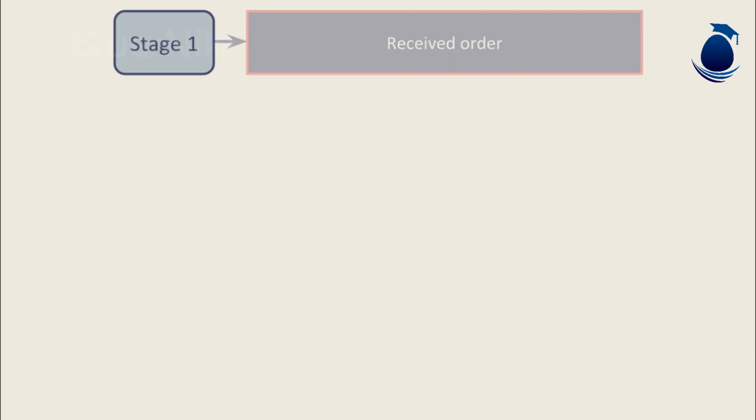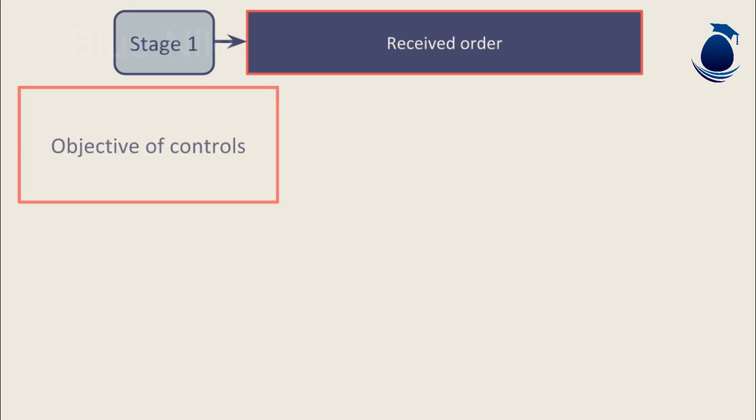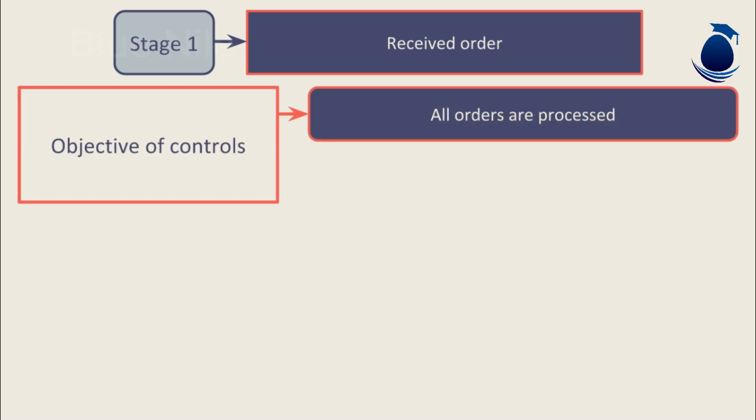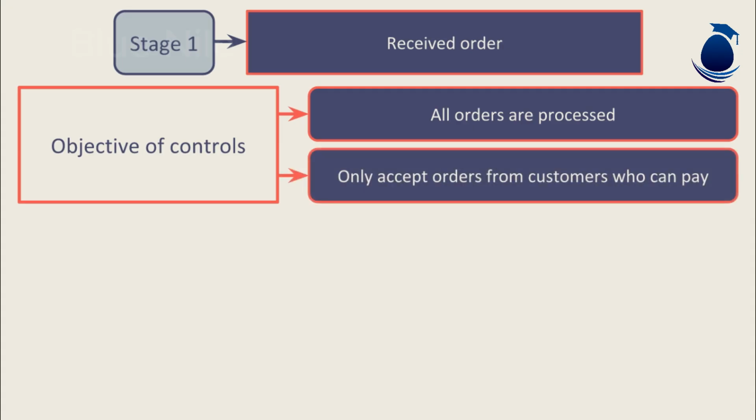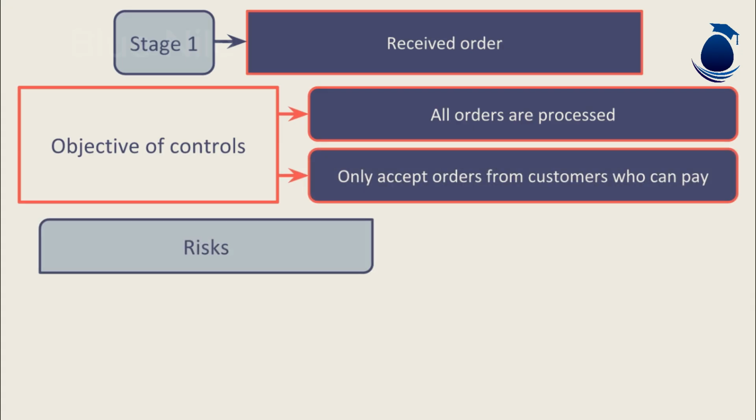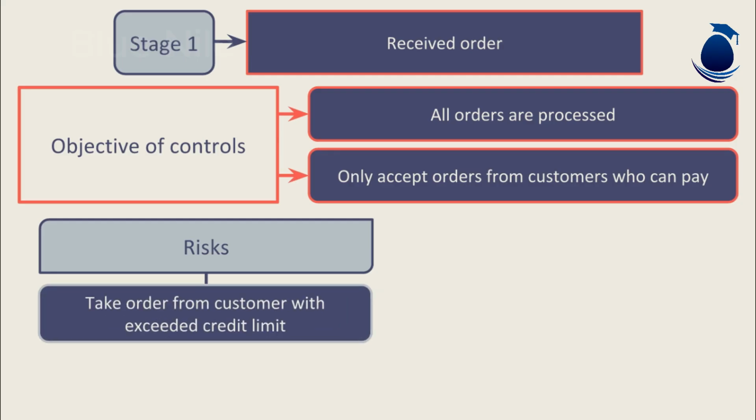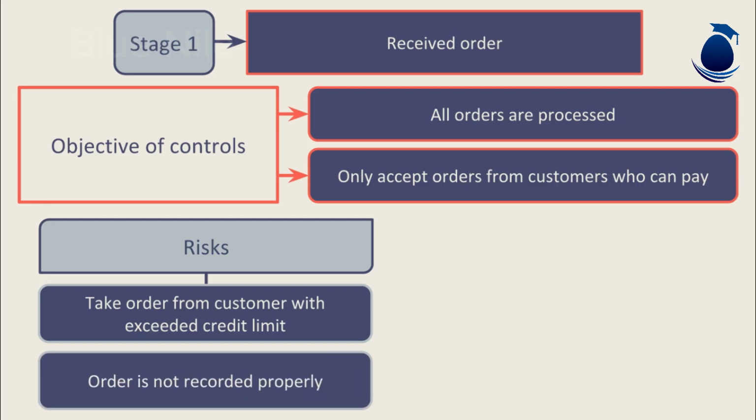Stage 1, when the order is received, is usually in the sales department. It could be taken over the phone, via a website, or by email. A sales order should be produced for each order received. The objective of controls at this stage is that all orders are processed, and customer orders are only accepted for customers who can pay. An example of risks are: an order is taken for a customer who has exceeded their credit limit, or the order is not recorded properly.